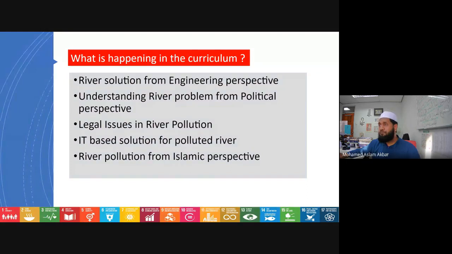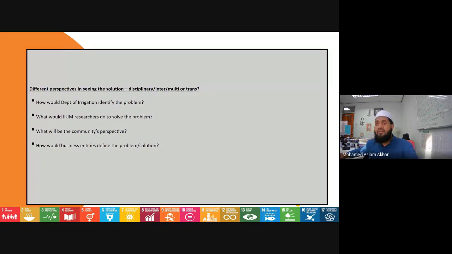And different perspectives in seeing the solutions will actually give different ways to think about solutions. How would Department of Irrigation identify the problem? What would IIUM researchers do to solve the problem? What will be the community perspective? How would business entities define the problem? So you can see there's a lot to do.